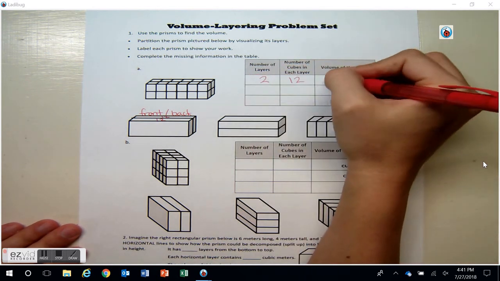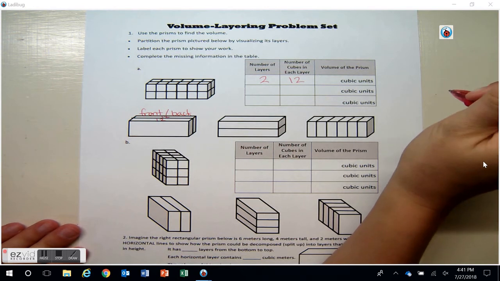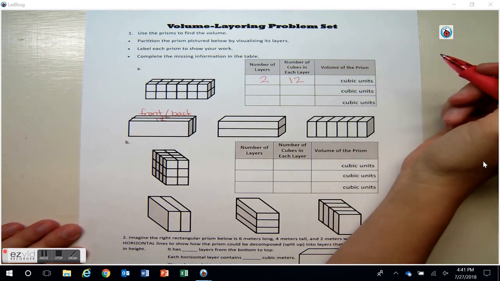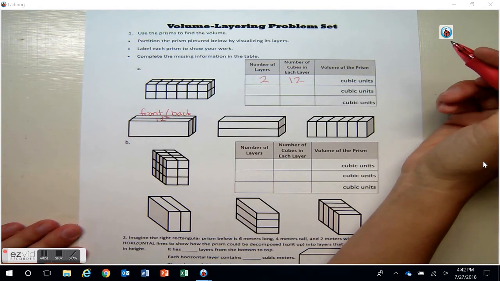There are 2 layers. Each layer has 12 cubes. So how many cubic units does that mean make up the volume?